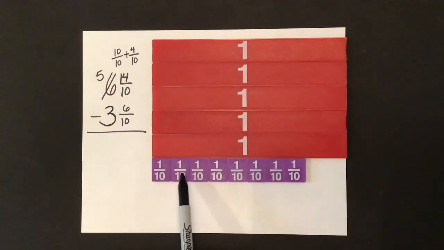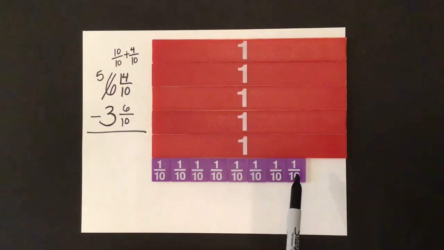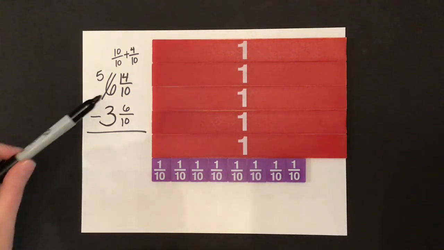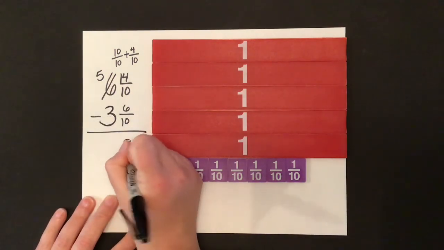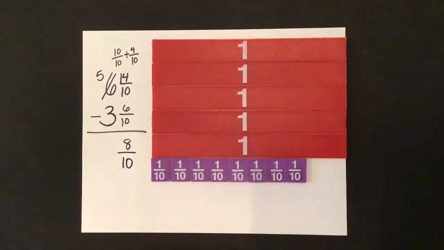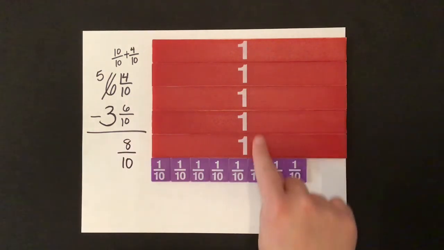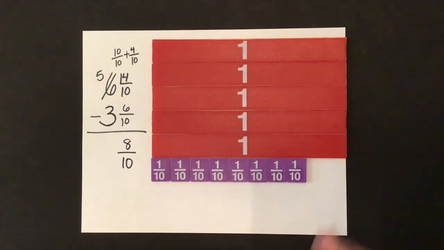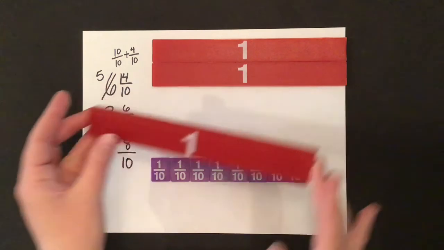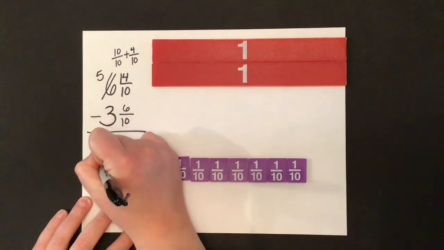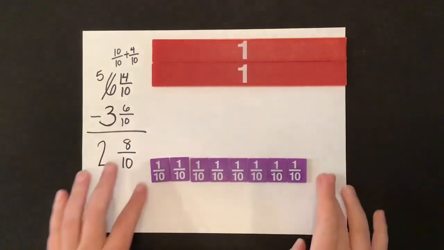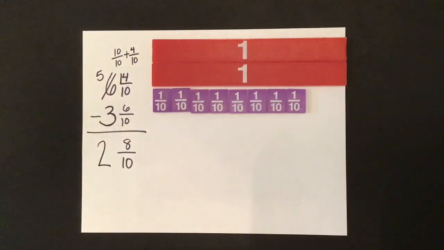And we're left with 1, 2, 3, 4, 5, 6, 7, 8/10, which makes sense because 14 take away 6 is 8. So we have 8 pieces. And then we have our 5 ones. We're ready to take away 3 ones. 3 wholes. And that leaves us with 2 wholes. So our answer is 2 and 8/10. And that's how you use fraction bars to subtract mixed numbers with regrouping.